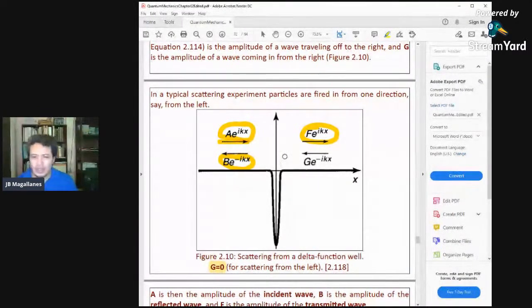So usually we just have a wave from here, and then some of the waves would go this way, and some of the waves will be reflected this way, and then they scatter. And also, if our wave is coming from this direction, then some of the waves will be reflected there, and some of the waves will go through here. But we set G equal to 0 for scattering experiments.